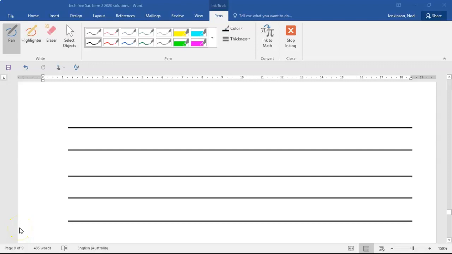Page 7 of the solutions for the tech-free SAC, guys. Again, you've got lines at the top of the page. I've scrolled down on this version to get to those. I'll just quickly put the function. It's not a function, it's a circle.